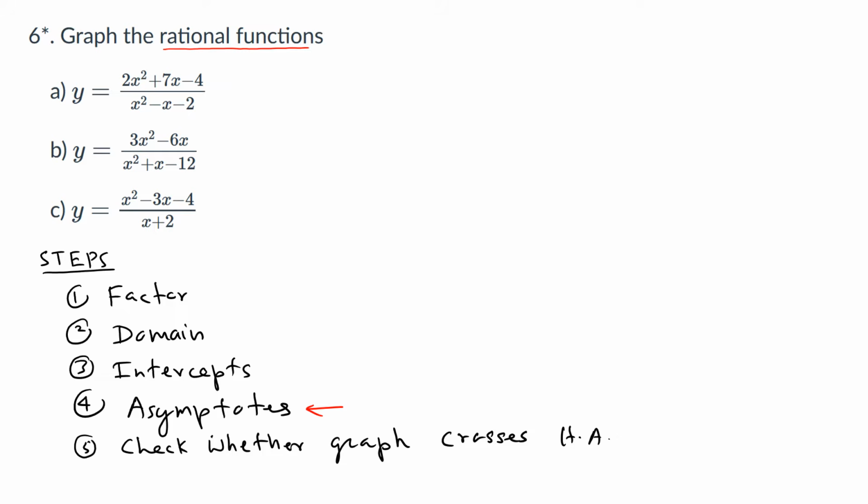Okay, and then in addition, we can find a few more points, and then we can graph. So those are the steps. Find a few additional points and then graph. These are the common steps when graphing a rational function. So let's look at the first one.